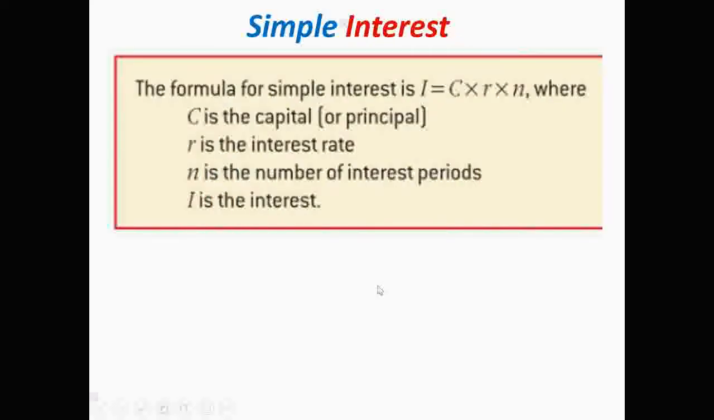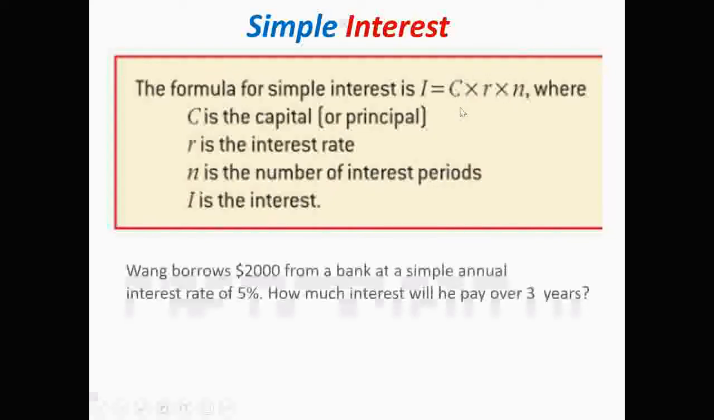Okay, so simple interest works this way. There's a formula for it. To find out the simple interest amount, I, we basically multiply C, the capital amount, the principal, like the starting amount that we put in, multiply that by the interest rate, R, and then multiply that by N, the number of interest periods. Looks kind of strange, this formula, but once you see how it works, it's very simple.